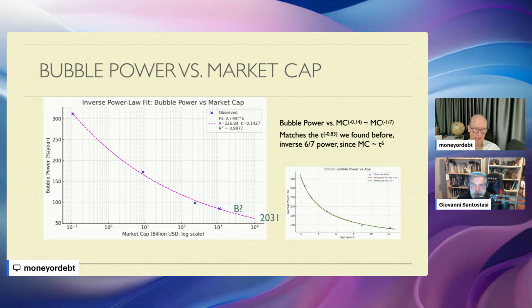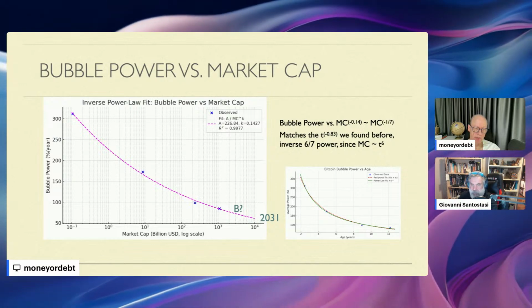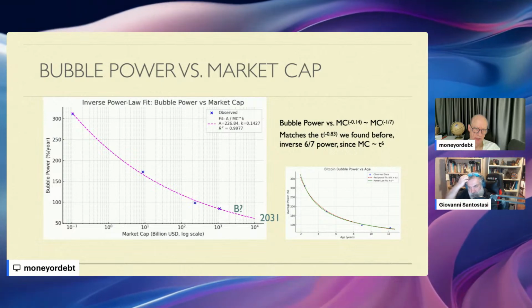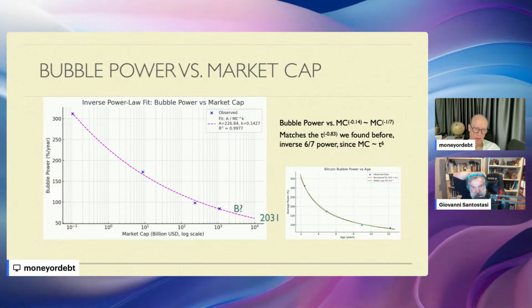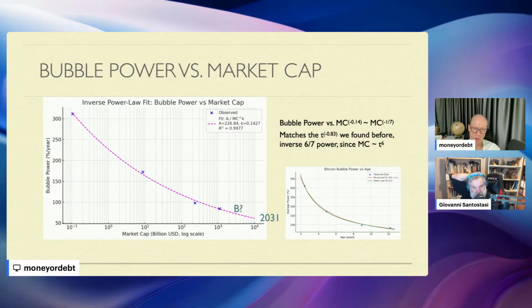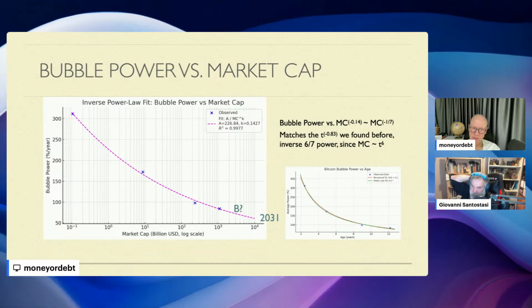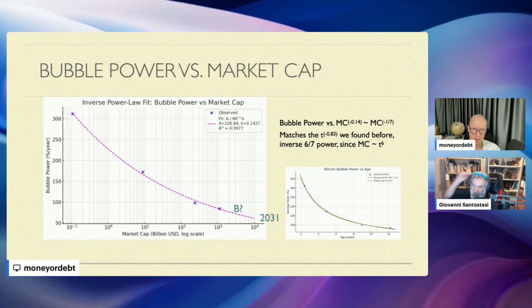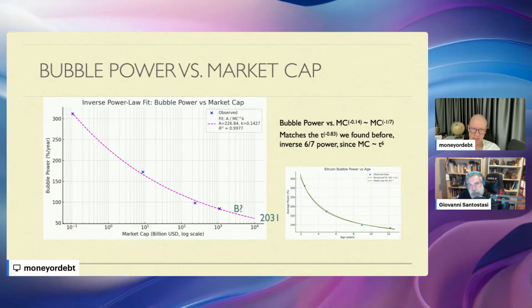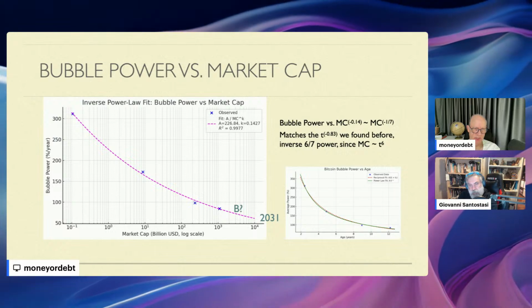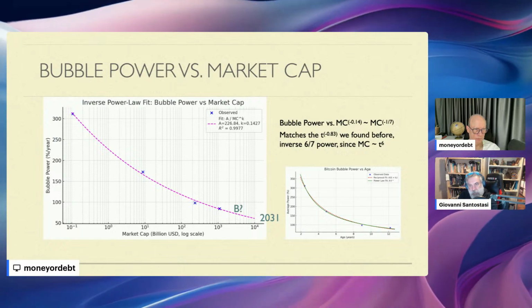You can also project out to 2031 when you would expect, even post-bubble, a 10 trillion market cap, and then the bubble sizes would still be above 50 percentile at that time.